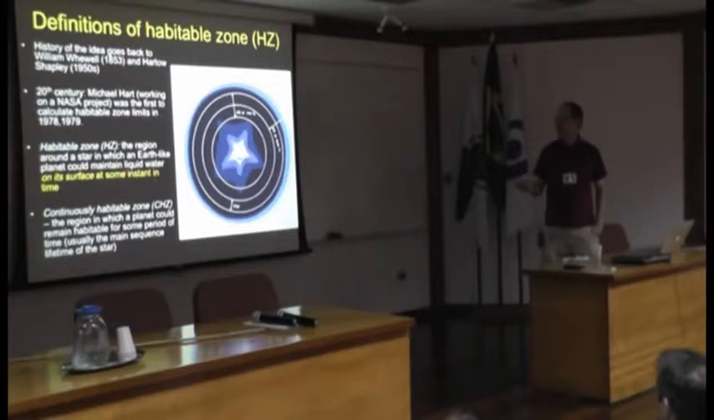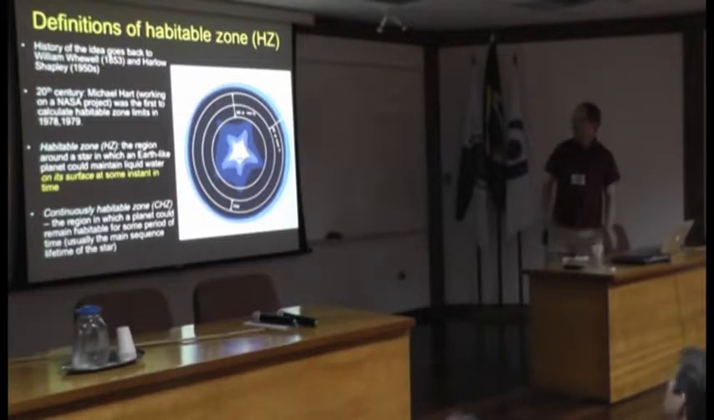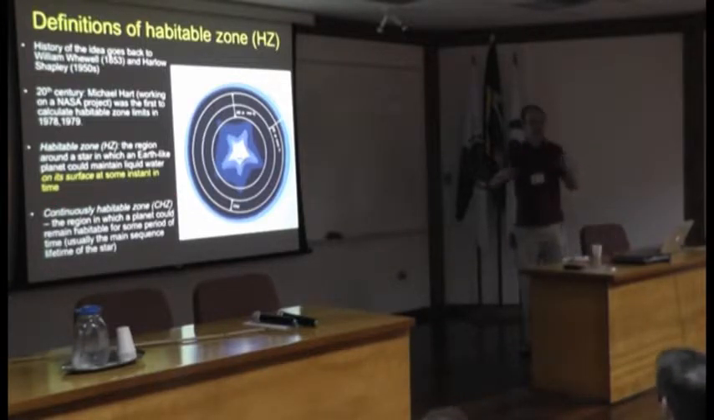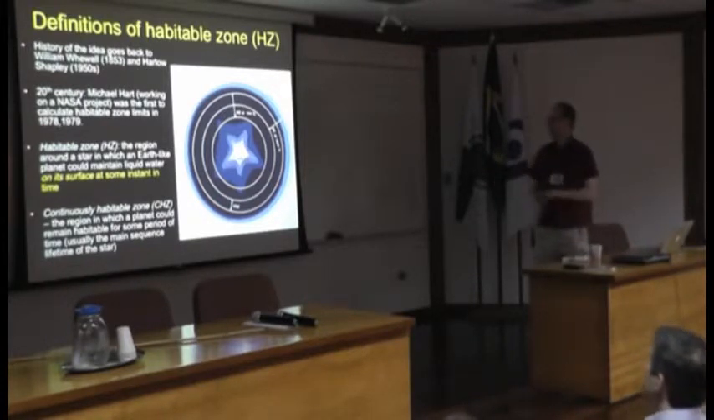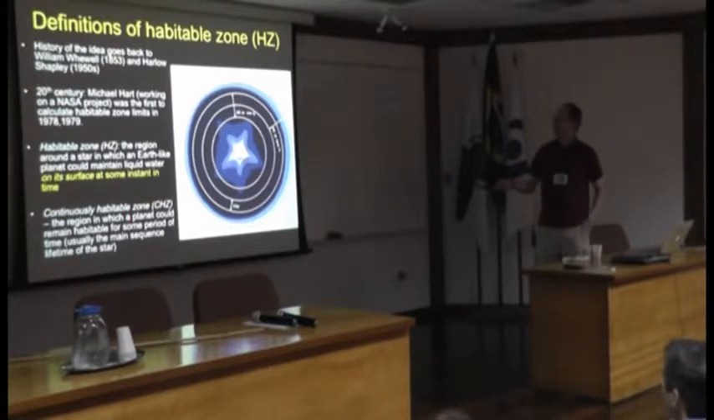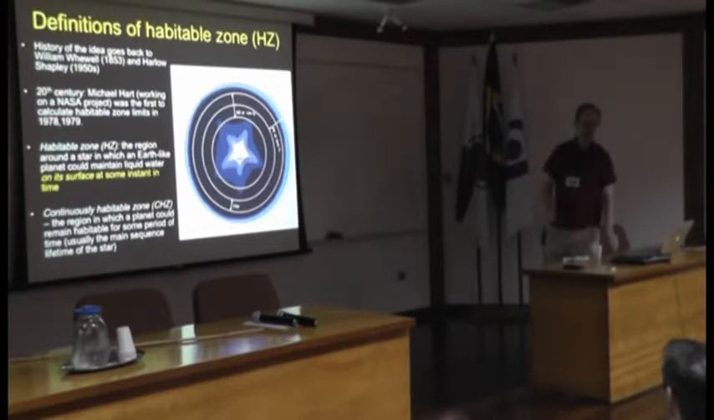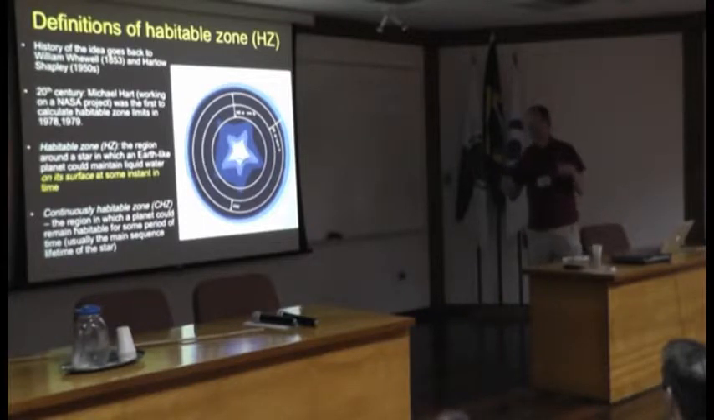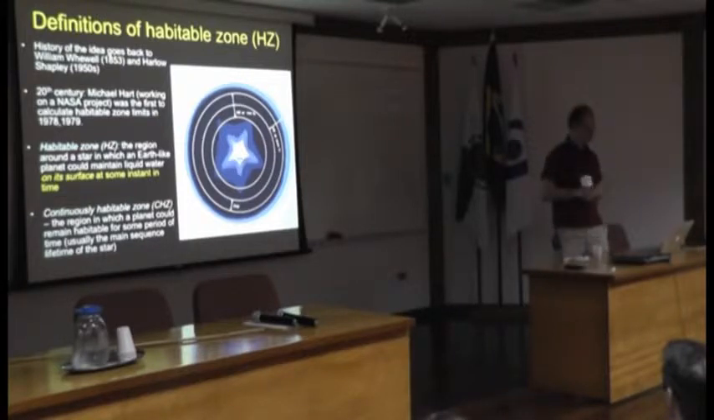So it's defined as an instant in time because stars evolve, their luminosity increases over time, so we have to talk about when. But there's also this term, a continuously habitable zone, which is the region where a planet could remain habitable for some defined length of time. And the defined length of time is usually taken as the main sequence lifetime of a star. So when it's in its relatively stable phase of fusing hydrogen into helium, like the sun is a middle-aged star in its main sequence.